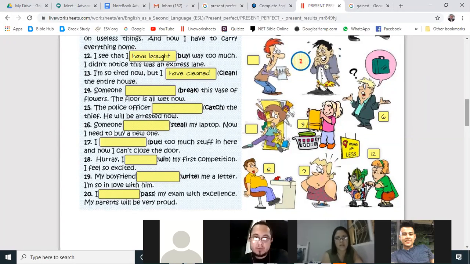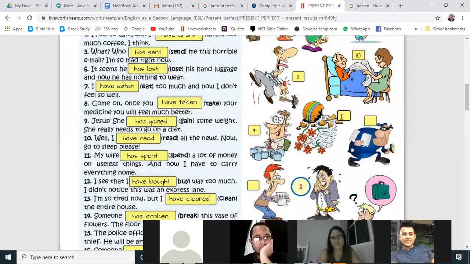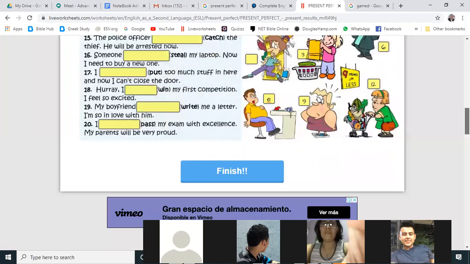Someone have, sorry, someone have breaking rock. Mm-hmm. My laptop, my this vase of flowers. Okay, right here the verb broken. And here, Carla, because we're talking about third person. Has. Correct. Number 14. Someone has broken this vase of flour. The floor is all wet. 14. Right here. Yes. Number 15, Raul.